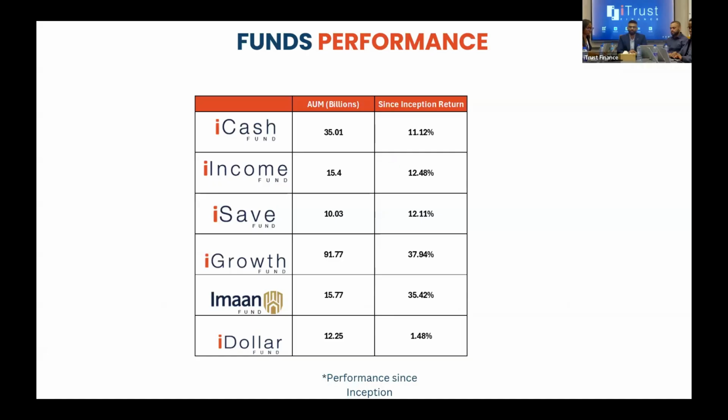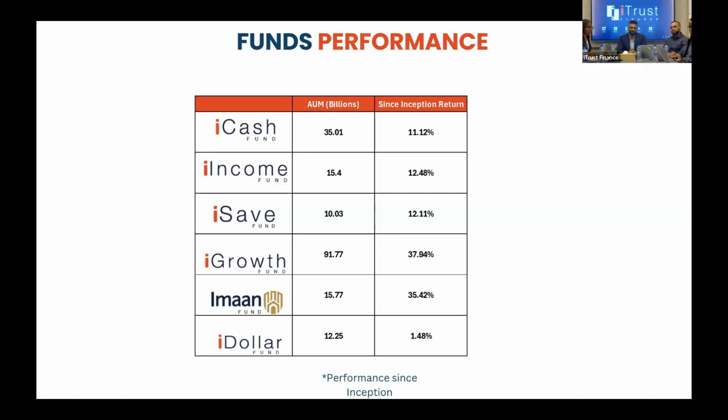Right after that, we have the iCash fund. iCash is a money market fund with zero entry and exit load. It is great for short-term parking of funds, and it has done 11.1%. Also, the Islamic Sharia compliant fund has done 35.4%, which is the 5th from the top. It has an AUM of 15.7 billion Tanzanian shillings.